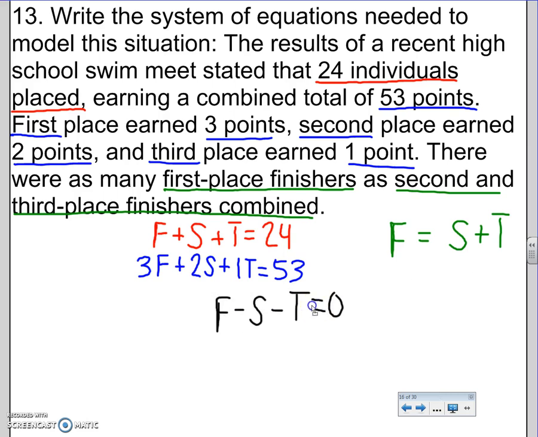That will be my equation I use for this, because now all the F's are lined up, the S's are lined up, and the T's are lined up. So be careful here. Now we have a total individual equation, a point equation, and then that last one, think about it, separate the two things, and make sure you fix that equation by rearranging it in the correct format.